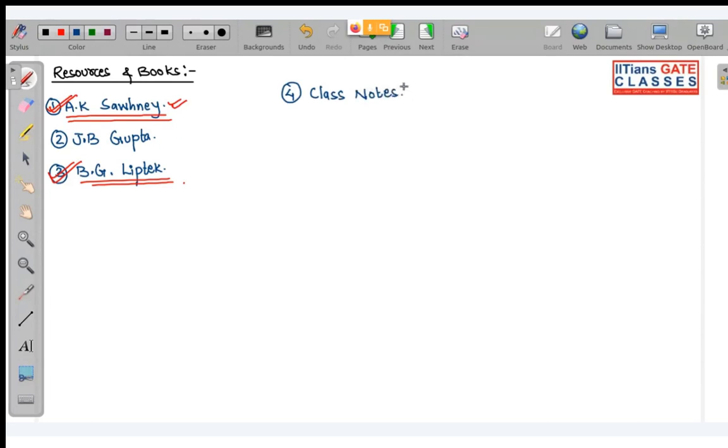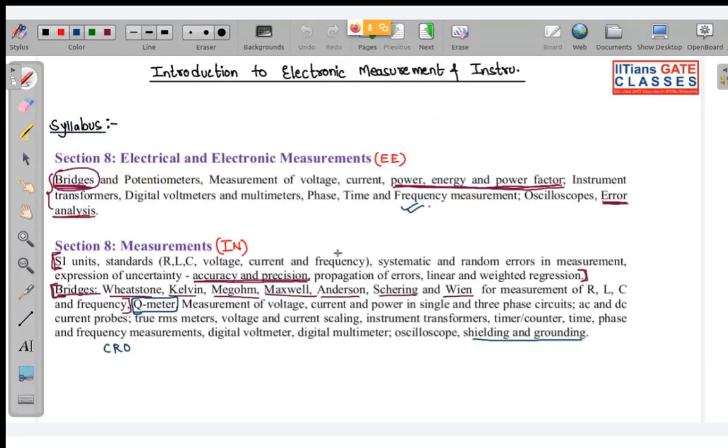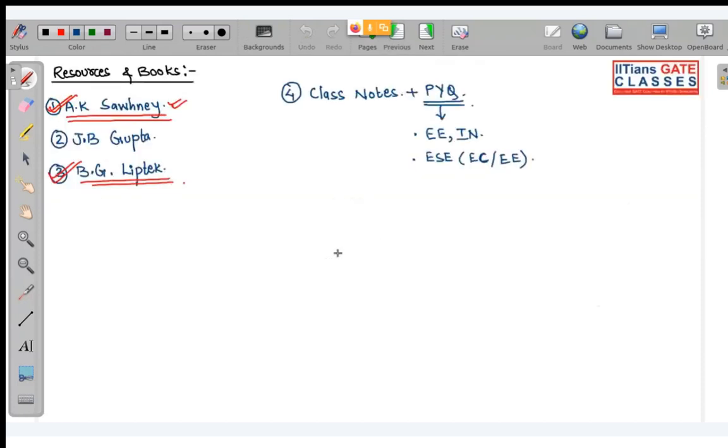And for preparing your questions, I will say just prepare previous year questions. Irrespective of the branch, you can prepare for electrical as well as instrumentation. And if you want more questions, you can even practice the questions of engineering services. In engineering services, both electronics and electrical have these topics in the ESE prelims paper, so that will be enough.